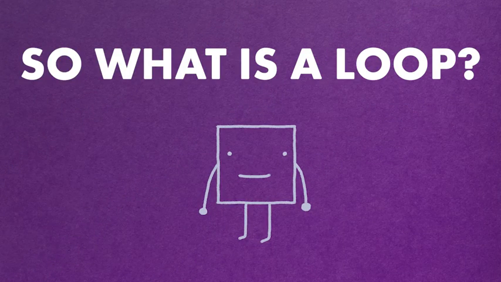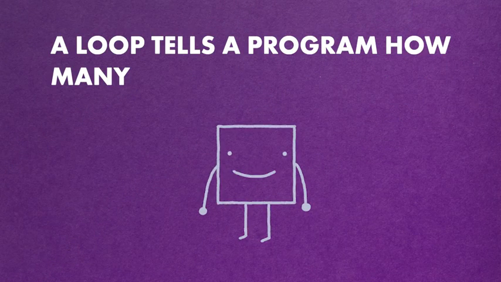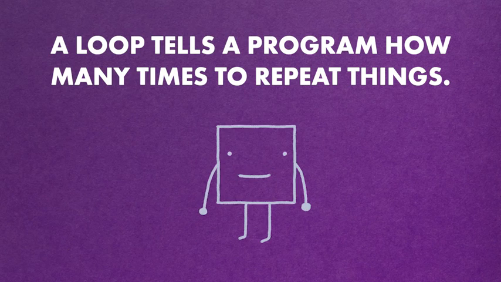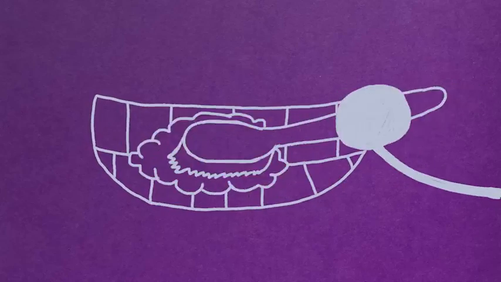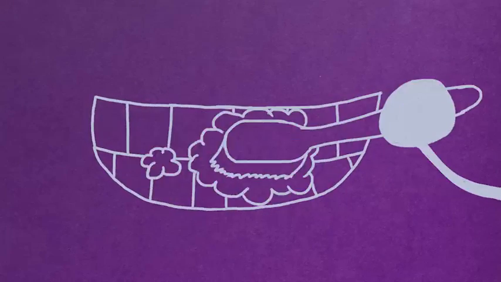So what is a loop? A loop tells a program how many times to repeat things. Just like repeating things in real life. When you brush your teeth in the morning, it's a loop. You have to move your toothbrush back and forth, over and over again until you decide your teeth are clean.